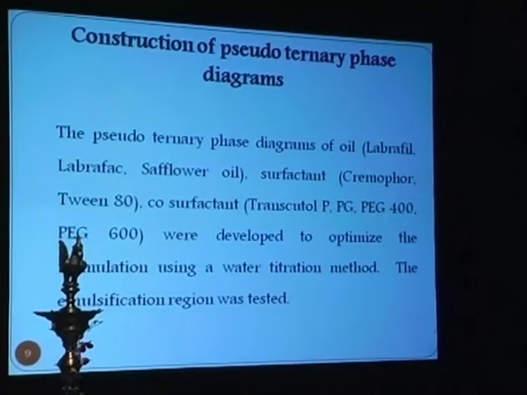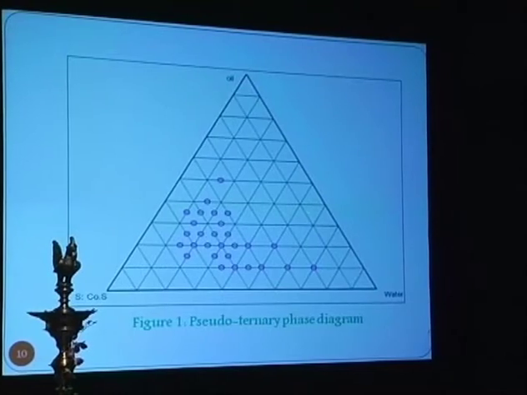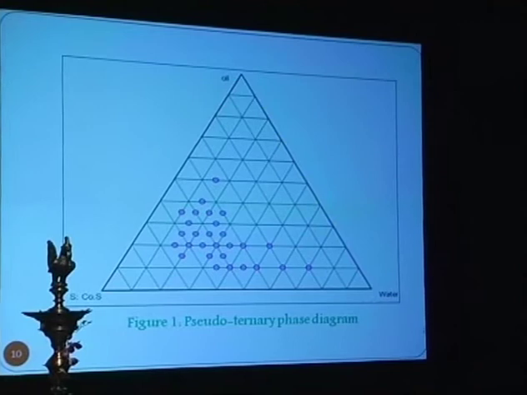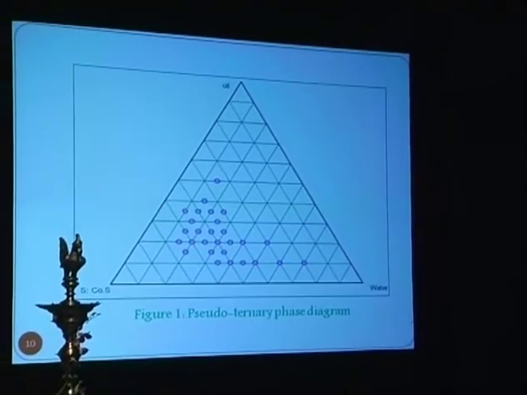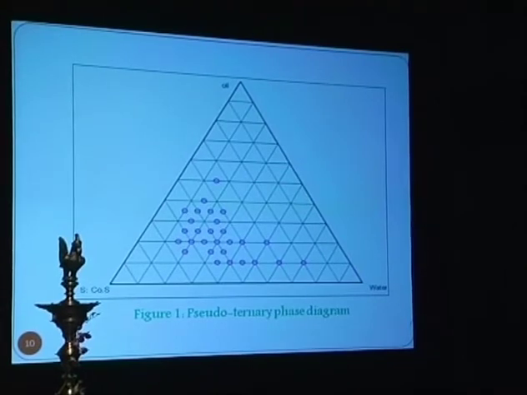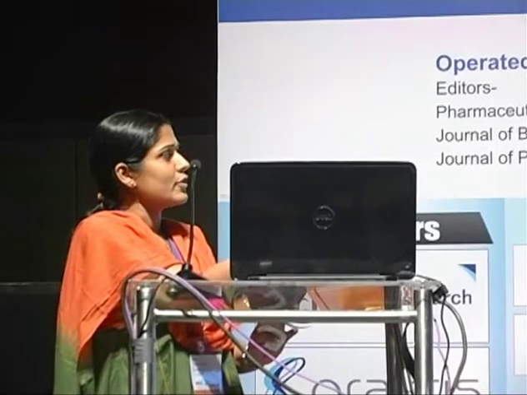This is a sample pseudo-ternary phase diagram with the oil at one end and the surfactant and co-surfactant in different ratios. They are mixed by water titration. First the oil, surfactant and co-surfactant were mixed and then titrated slowly with water. These marked points indicate the self-emulsifying region, which is confirmed by clarity, with Cremophor and Transcutol in 1:1, 1:2, 2:1 and 1:3 ratios, selecting Labrafil as the oil.